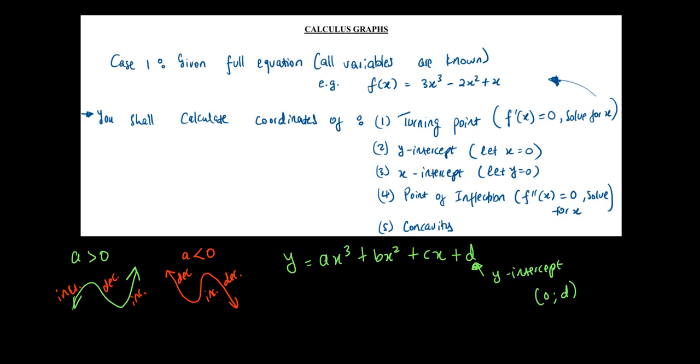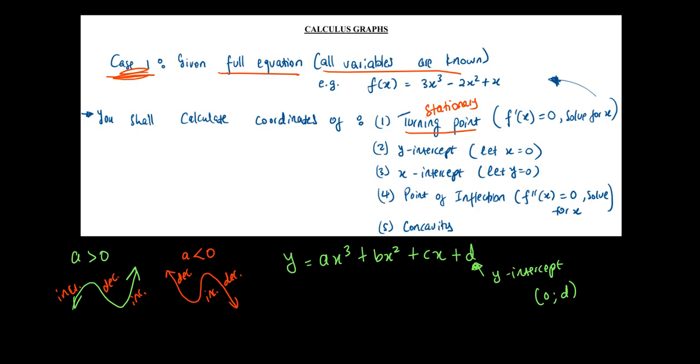Quite interesting. So yeah, case number 1, guys. If you are given the full equation, meaning you know all the variables, you know a, you know b, you know c, and nothing is unknown in the question. That is the first case. How do you deal with that case? It's quite simple. They're gonna be asking you to calculate coordinates of the turning points, which are called the stationary points, right? And then how do you do that?